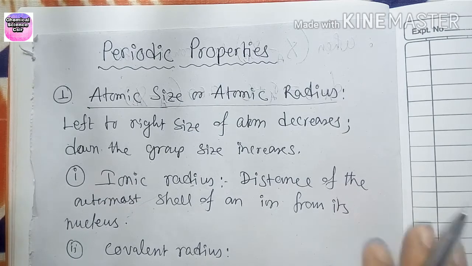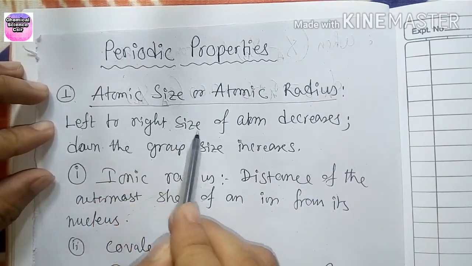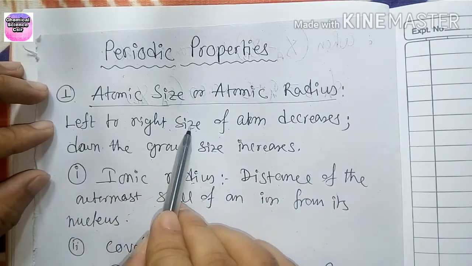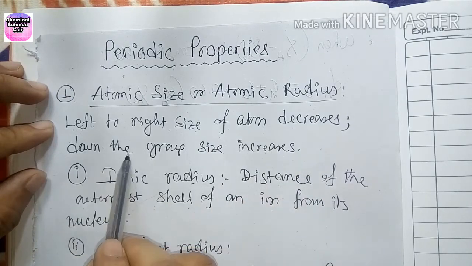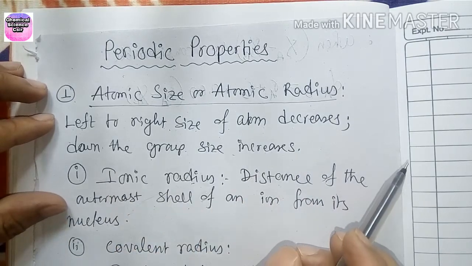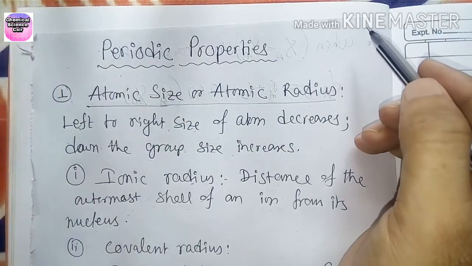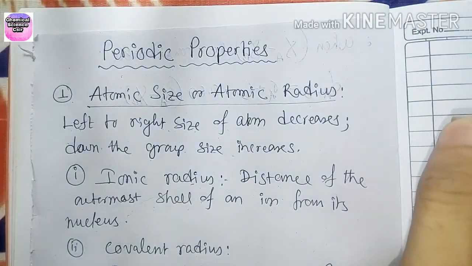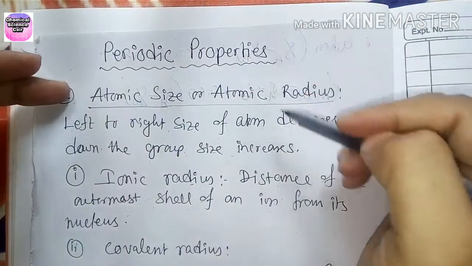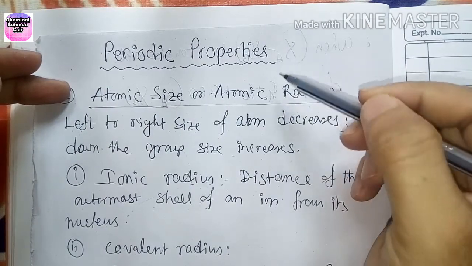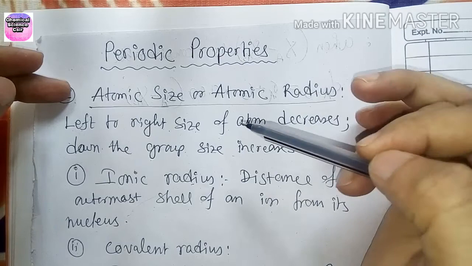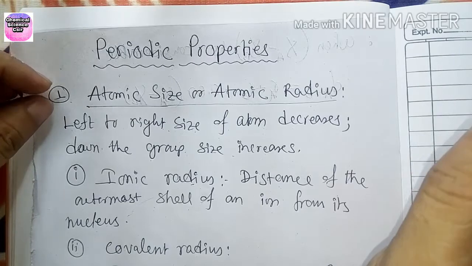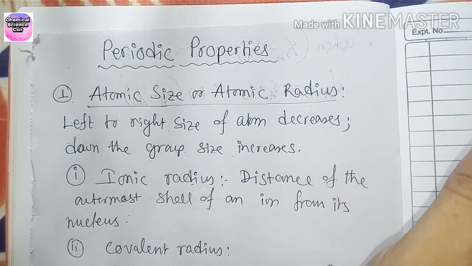In the periodic table, from left to right, the size of the atom decreases. Down the group, the size increases. In any period, moving from left to right, the atomic size decreases, and in any group, moving from top to bottom, the atomic size increases. First of all, you have to know about atomic radius.